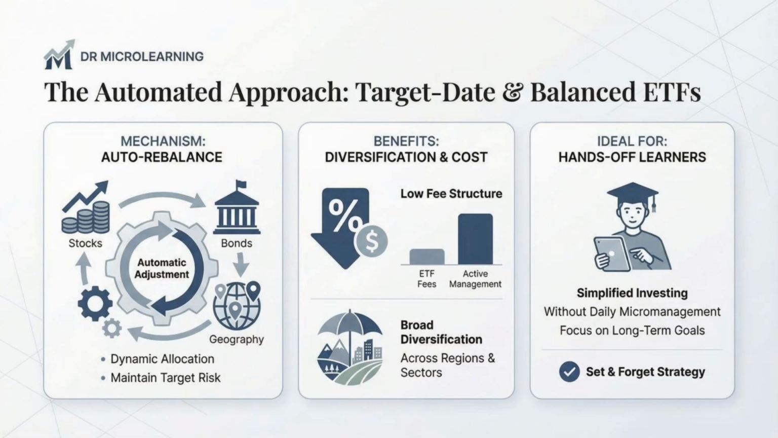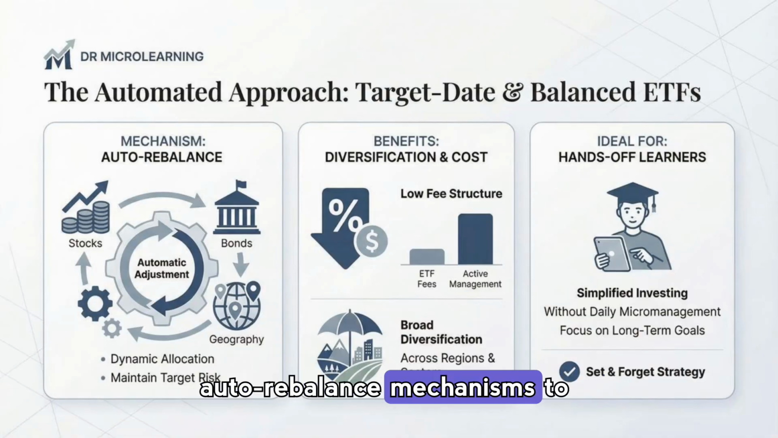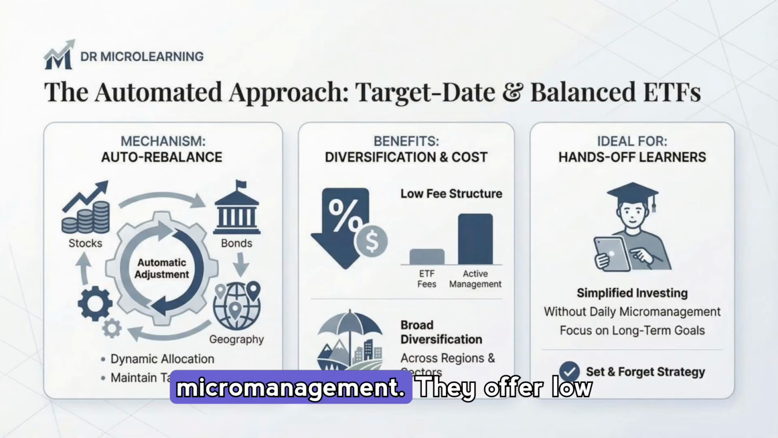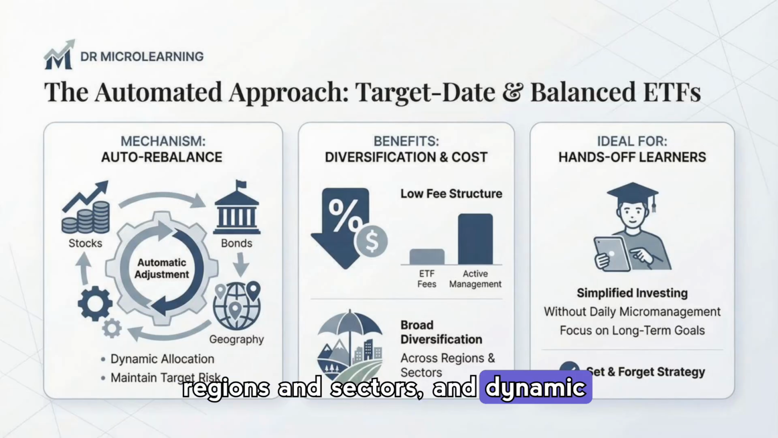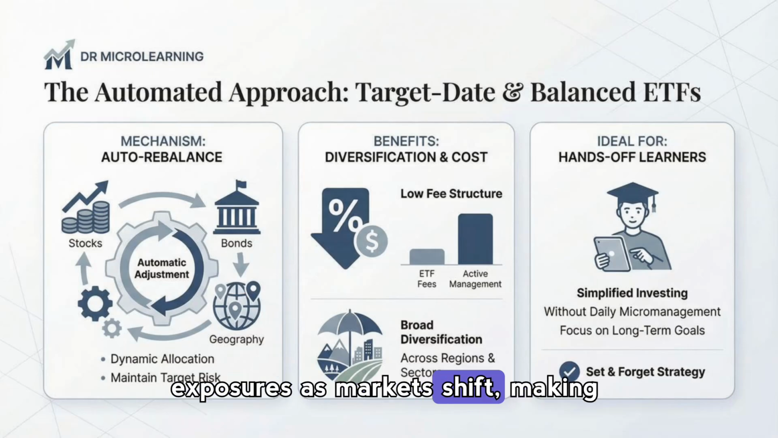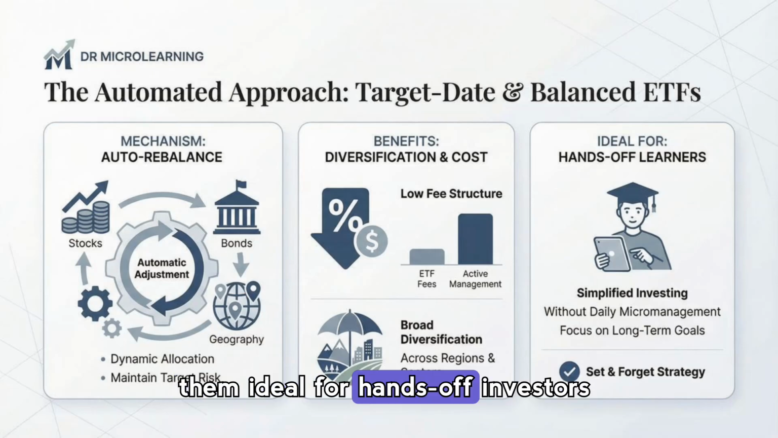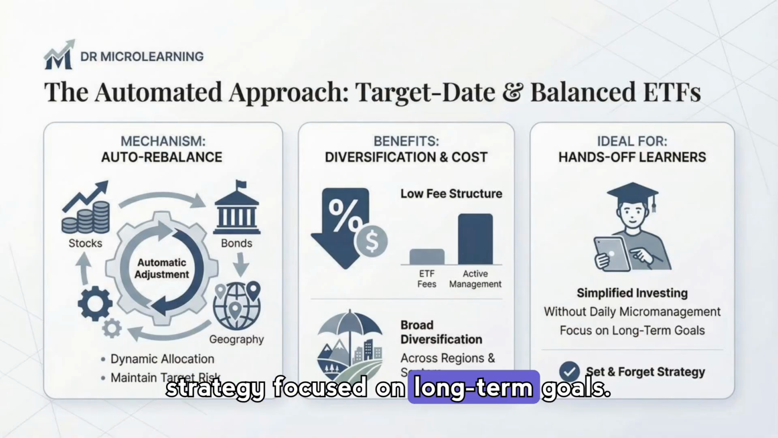Automated solutions like target date and balanced ETFs use auto-rebalance mechanisms to maintain a chosen risk profile without day-to-day micromanagement. They offer low fees, broad diversification across regions and sectors, and dynamic reallocation features that adjust exposures as markets shift, making them ideal for hands-off investors who want a simple set-and-forget strategy focused on long-term goals.